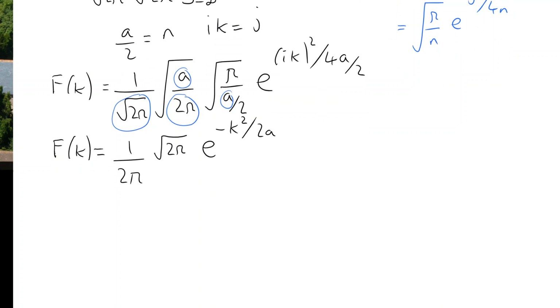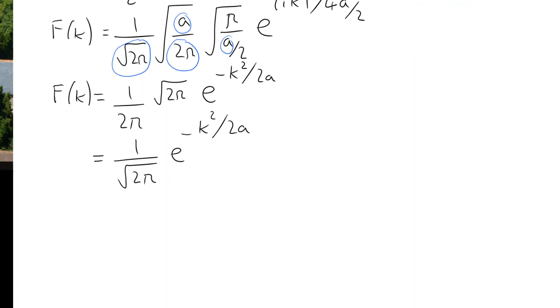And then the final thing we can notice is that the prefactor now, we've got a square root of 2 pi and we've got 1 over 2 pi. So we can write this as 1 divided by the square root of 2 pi, e to the minus k squared divided by 2a, like that. And that gives us the Fourier transform of our original function.